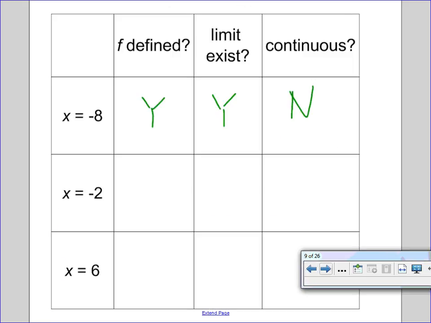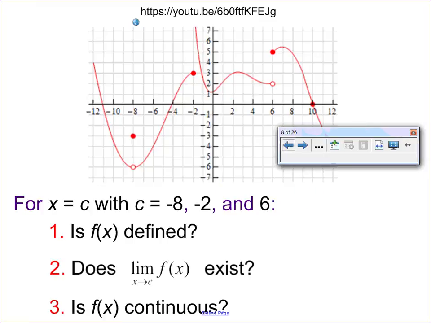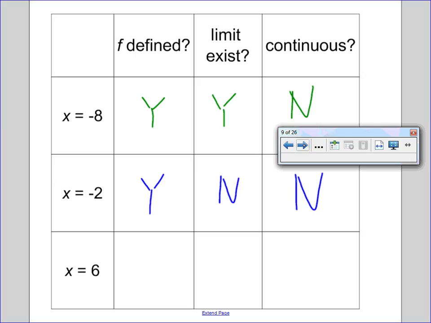Here we go. Sydney and Kobe. Yes, no, no. Raise your hand if you had yes, no, no. And then we go to x equals 6. What was going on at x equals 6? Grace and Sophia. Yes, no, no.